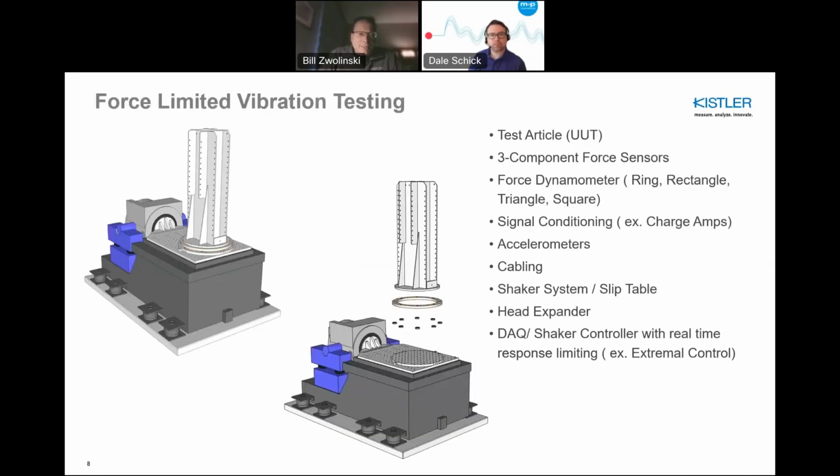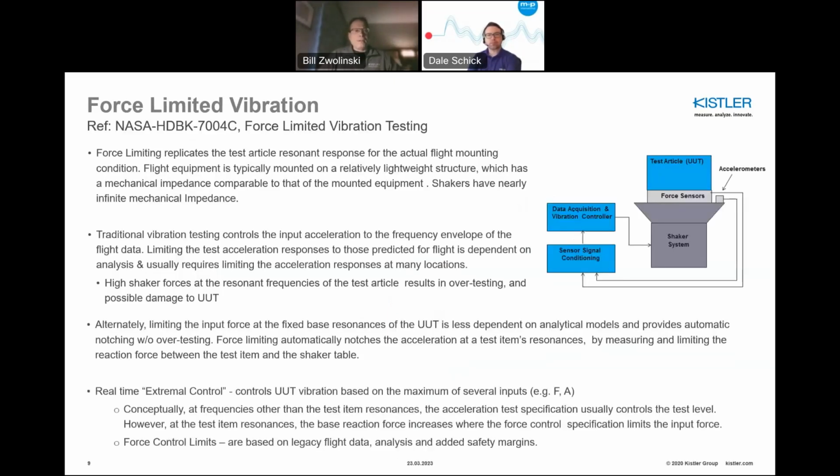In terms of the setup, traditional slip table, and you see a test article with a ring, and then multi-component force sensors measuring the fixed base resonances of that test article. The setup includes 3-component force sensors, dynamometers, head expanders, data acquisition systems, and so forth. So it's a fairly complex setup. In terms of this, the force limiting really replicates the test article resonant response for the actual flight mounting condition. That's really the objective.